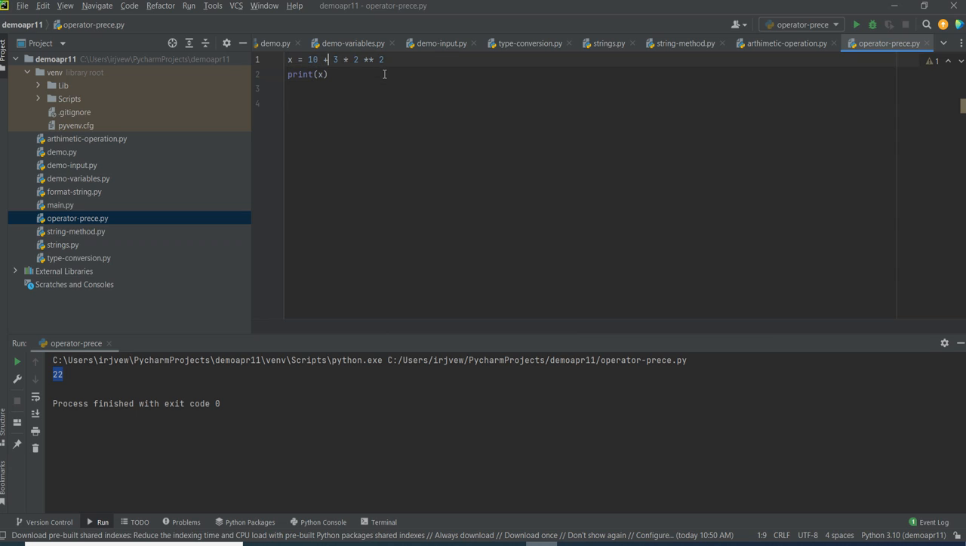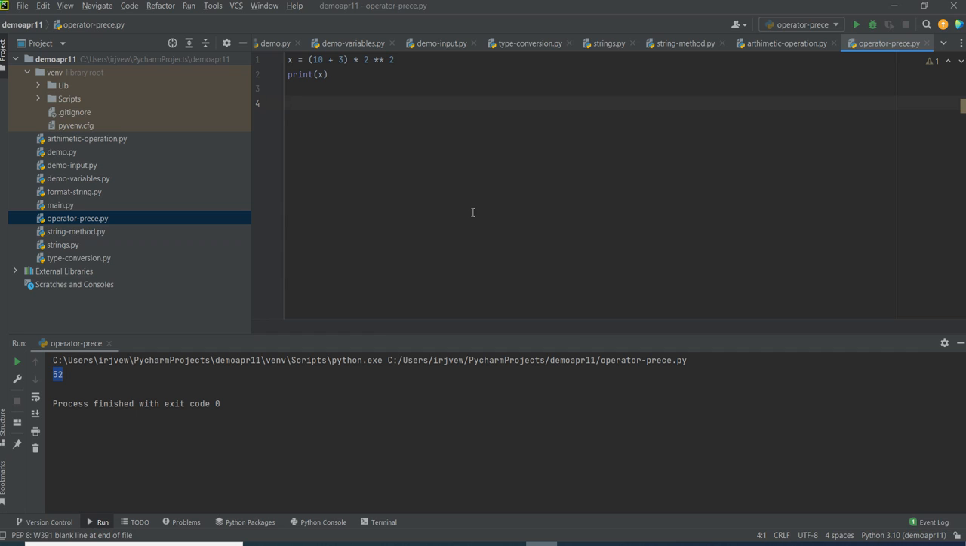Suppose you add parentheses, it means the parentheses will take the higher precedence. Let's see, I'm just adding the parentheses over here. Now let's see what the output will be, because if you add parentheses, that will be taken care of as higher precedence. So 10 plus 3 will be the higher precedence, 13, and then the next one is the exponential, 2 power 2, 4, and 13 into 4, the value will get printed over here. Let's see, 52 is getting printed.